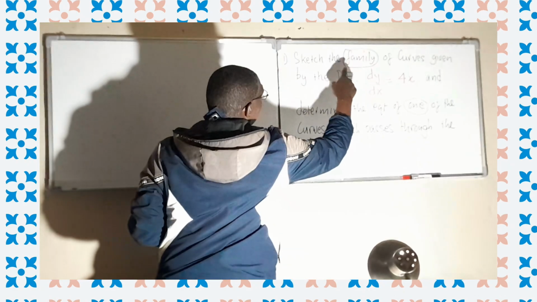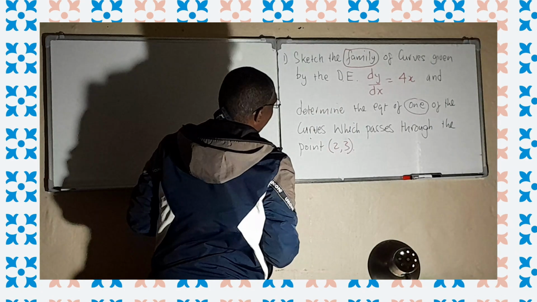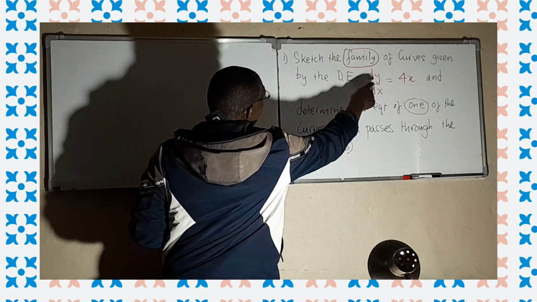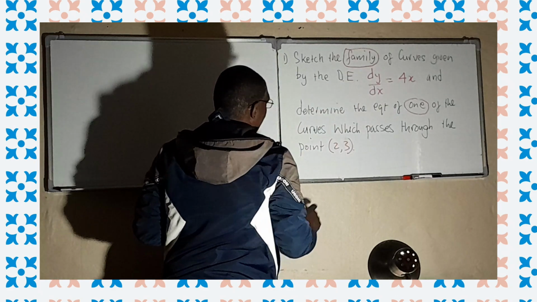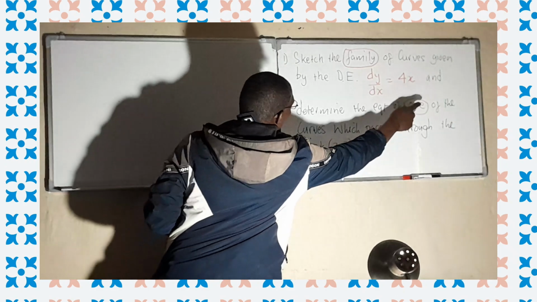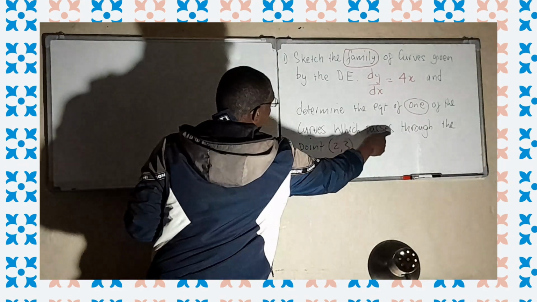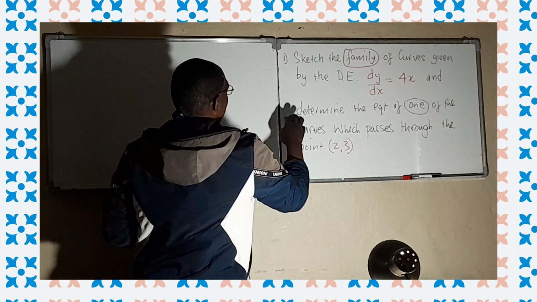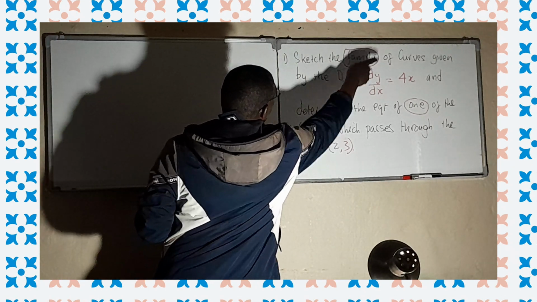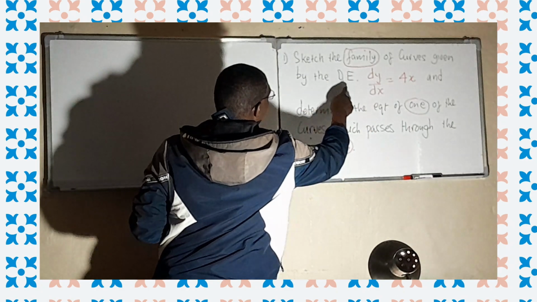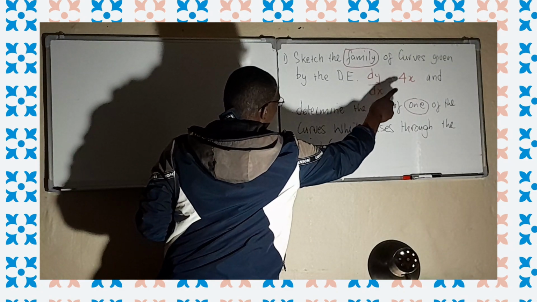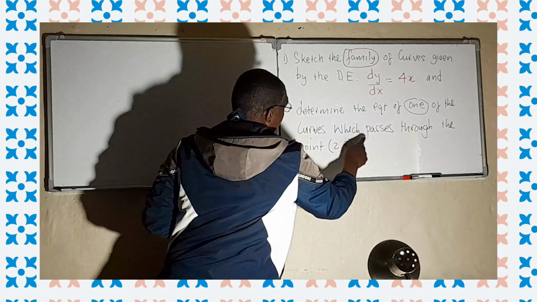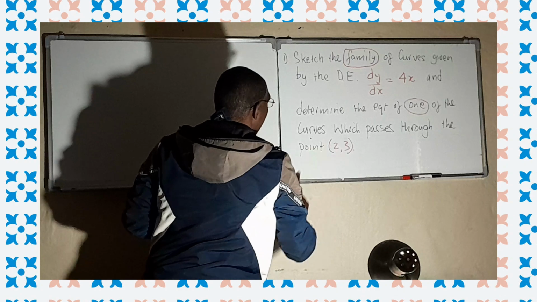Sketch the family. Look, I have underlined the word family of curves. Sketch the family of curves given by the differential equation dy/dx is equal to 4x, and determine the equation of one of the curves which passes through the point (2, 3). Let's read it again so that we can understand it better. Sketch the family of curves given by the differential equation dy/dx is equal to 4x, and determine the equation of one of the curves which passes through the point (2, 3).